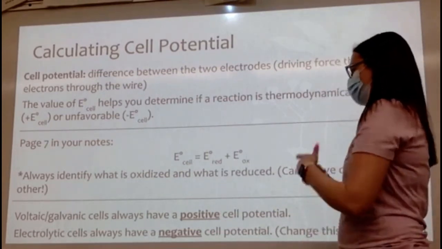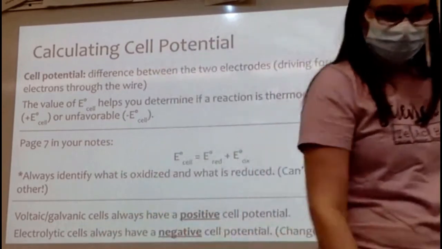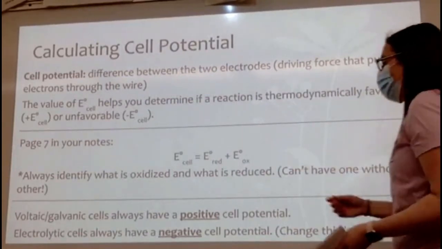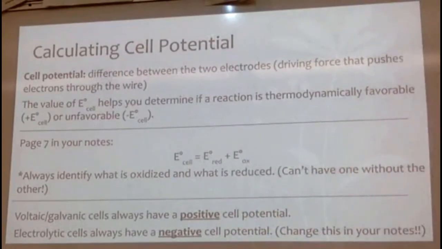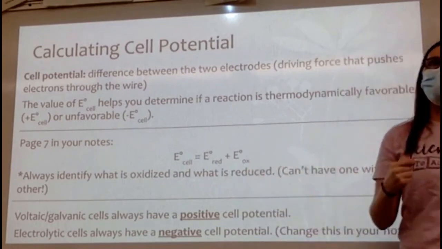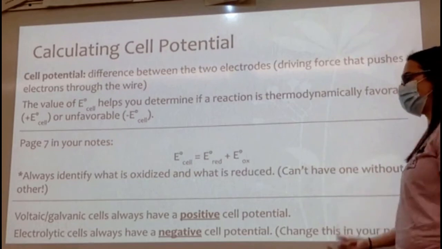Now, there's a change that you need to make to your notes. I was just thinking about everything being positive, apparently. At the bottom of page 7 of your notes, it says voltaic galvanic cells always have a positive cell potential. That's true. A voltaic cell is always spontaneous, so it's always going to have a positive cell potential. Here's where you need to change it, though.